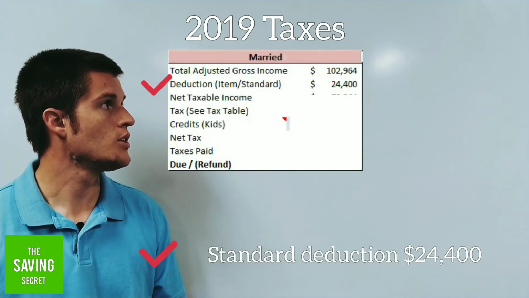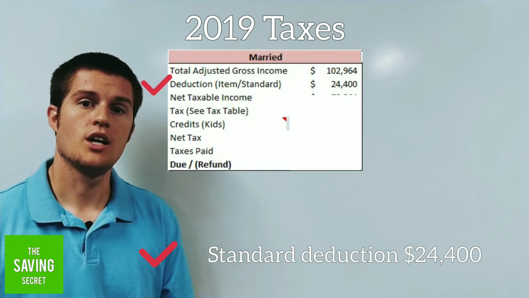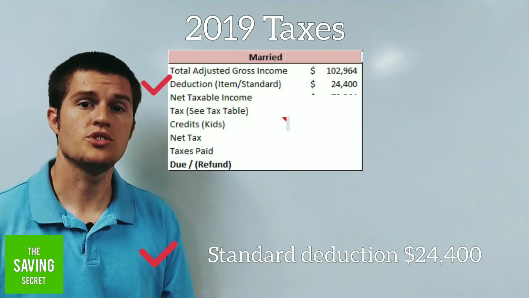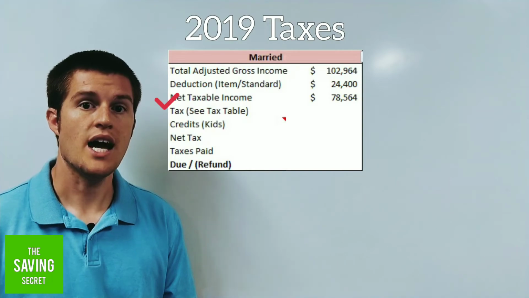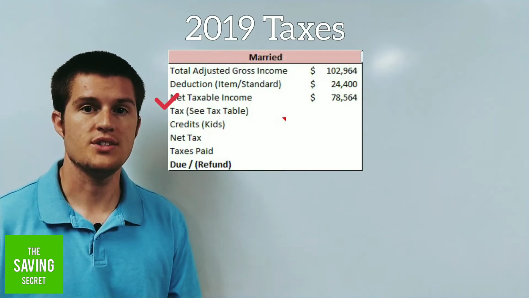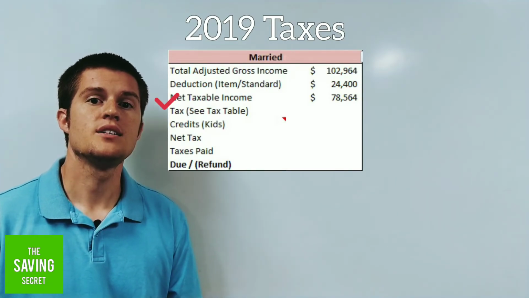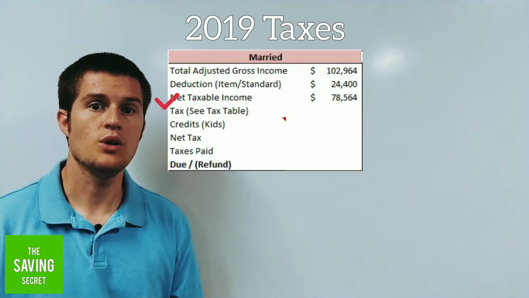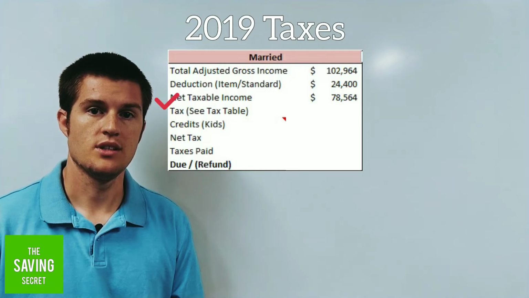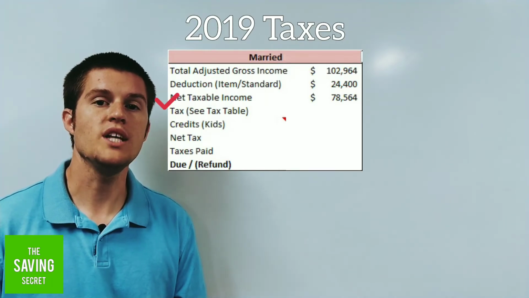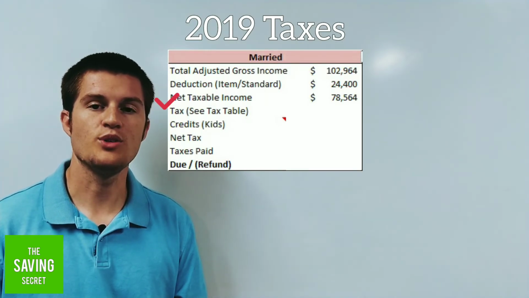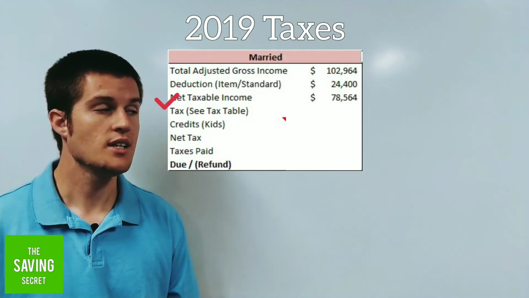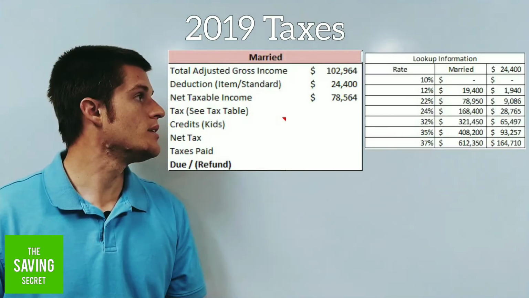So now that you have your gross and you know what your deductions are, you simply subtract the 2. Now that you subtract the 2, this is the amount that is your taxable income. That simple. Now you know what your taxable income is. In order to figure out what you need to pay, this is where you look at the tax table. Let's take a look at the tax table.